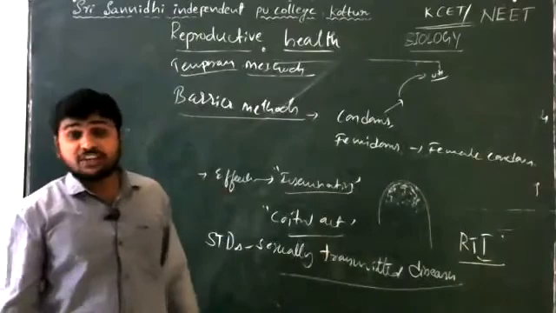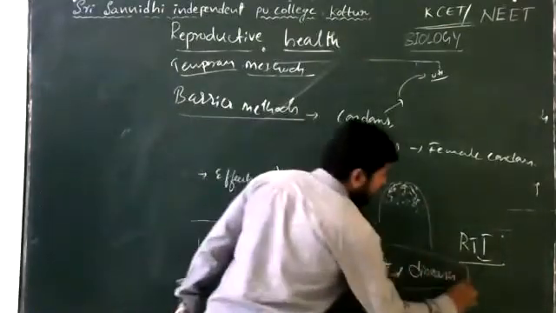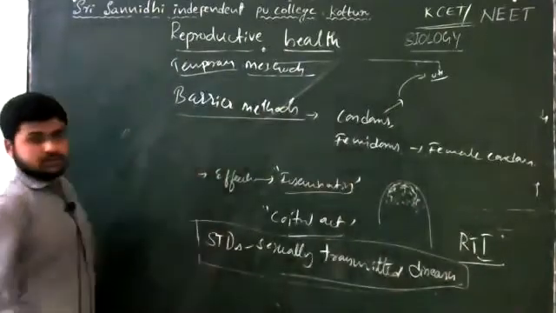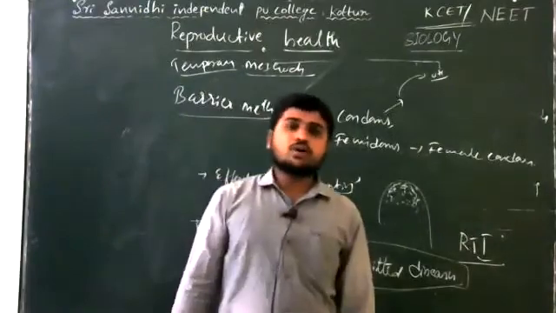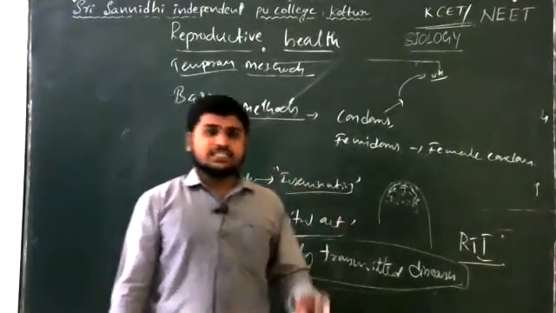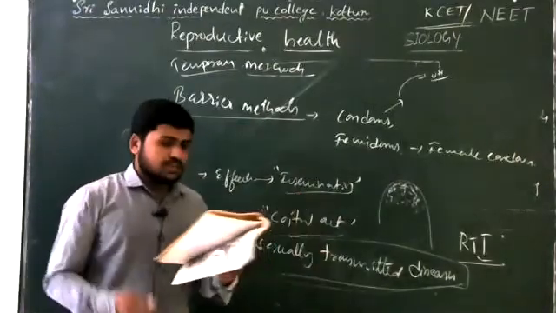So the chances of infection like sexually transmitted diseases is not possible. That's why these are the reasons why condoms are highly effective as a contraceptive method. All of the above is the right answer, right? So the fourth one is the right answer.